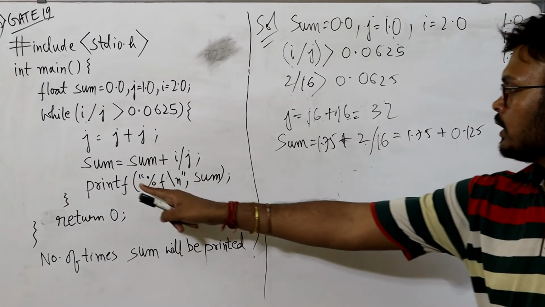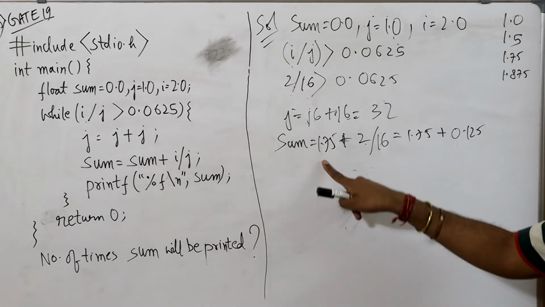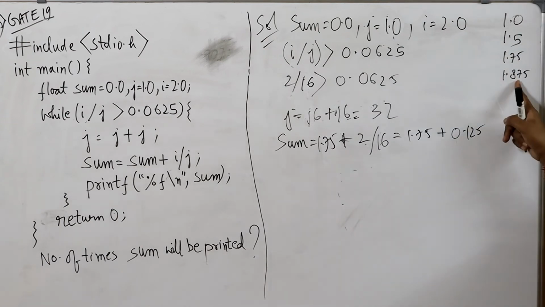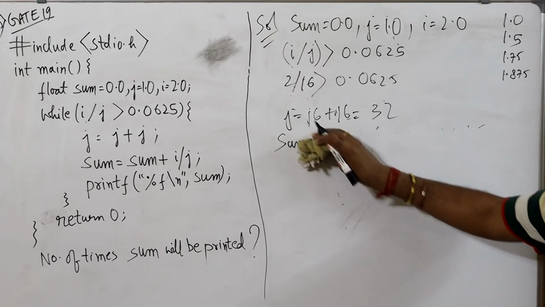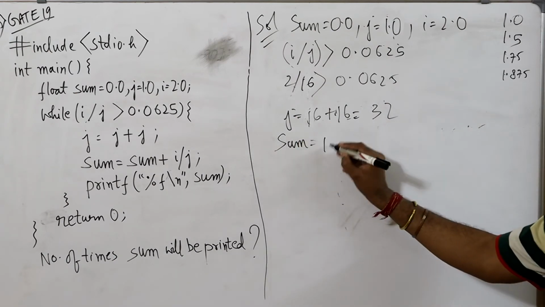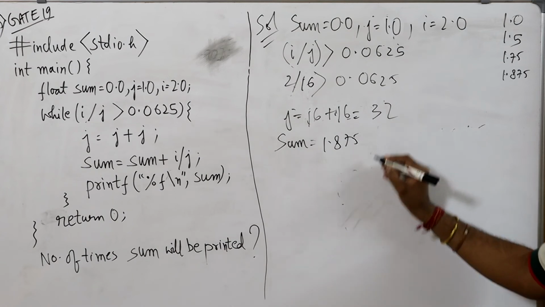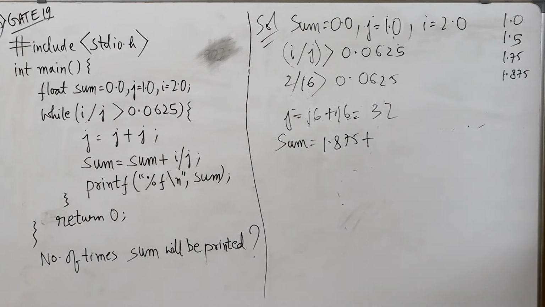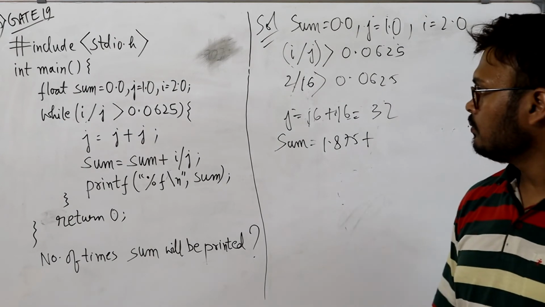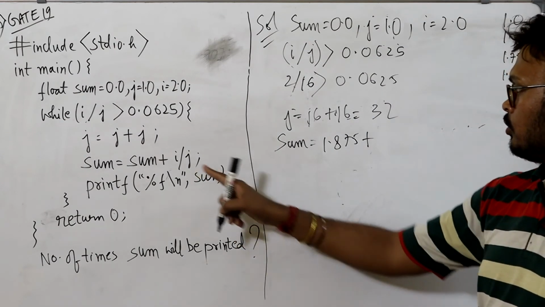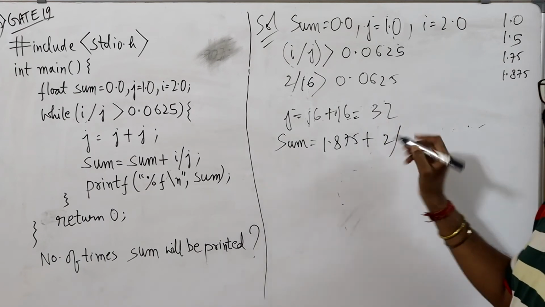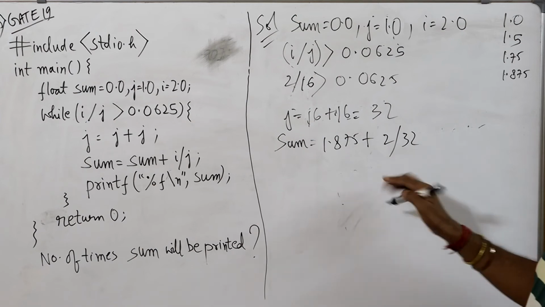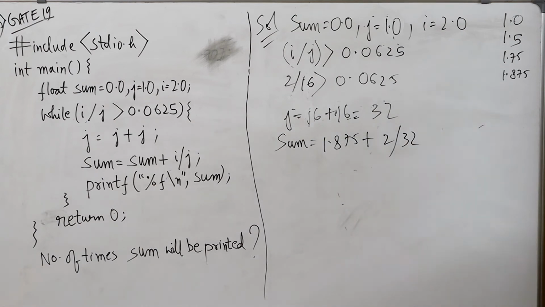Fine. And now just execute this line: sum is equal to sum plus i by j. What is the value of sum? 1.875. Okay, just write here 1.875. In place of sum, just write 1.875 plus i by j. What is the value of i? i is 2 and j is 32. Just calculate this. Fine. So 1.875 plus 2 by 32.